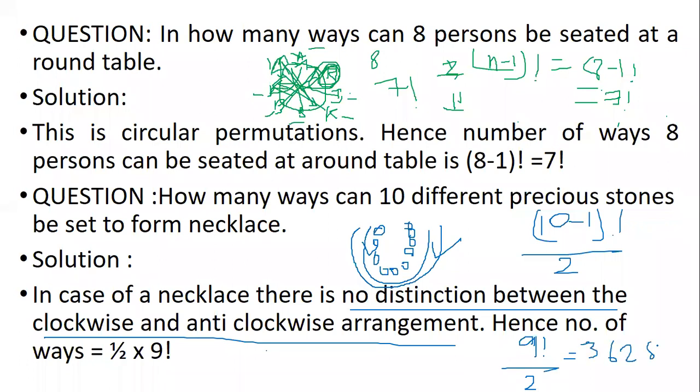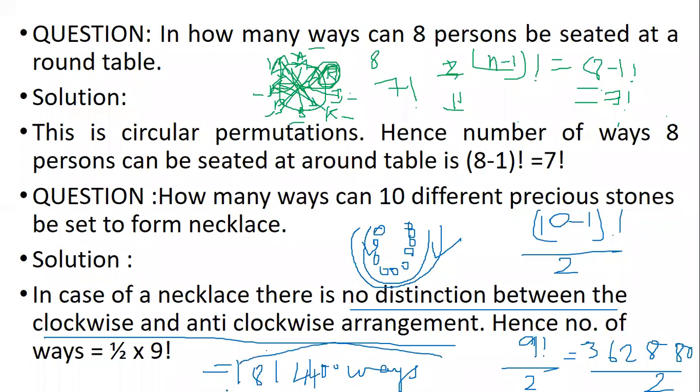So 362,880 you get. Now divide this by 2. You get 181,440 ways. Sorry, 181,440 ways where you can arrange the 10 different precious stones in the form of a necklace.